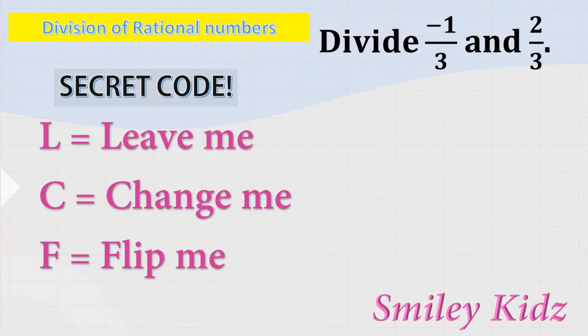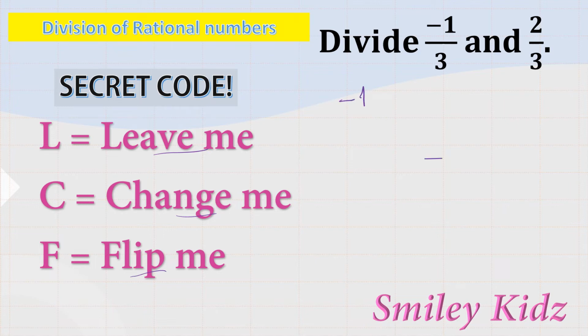Division of rational numbers. For dividing any two rational numbers, we require a method. Before that, let me tell you the secret code. It is LCF. You might be wondering, what is LCF? L stands for leave me, C stands for change me, and F stands for flip me.